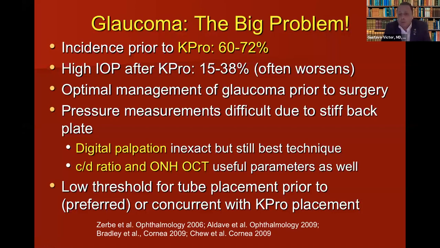So digital palpation and scleral tonometry are the best techniques for this. The cup-to-disc ratio of the nerve on OCT is also a very good parameter. It's not as objective as ultrasound, but OCT is much better. If you don't have ultrasound, you can see the nerve of this patient and follow up. Using these two parameters is the best way that we can manage the IOP in this patient.